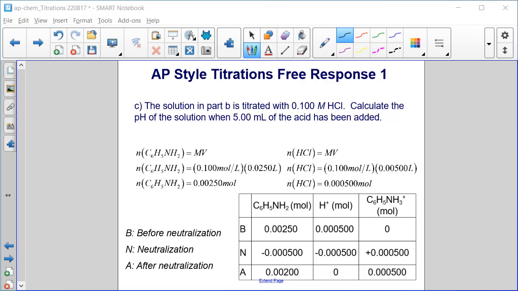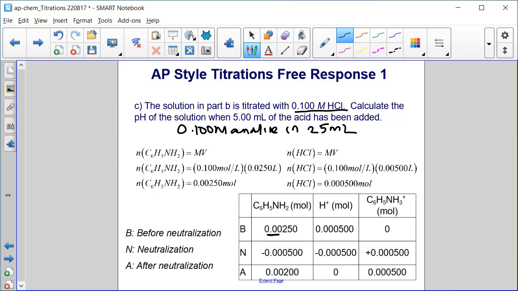Well, I have my concentration, 0.1 molar, times my volume. And this was given in part B. So it was 0.1 molar aniline in a 25 milliliter solution, right? So we can find the number of moles. We get 0.00250 moles of aniline before any reaction happens. So that's what I've put here.